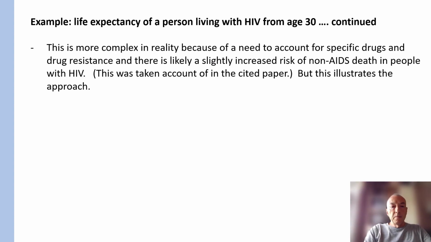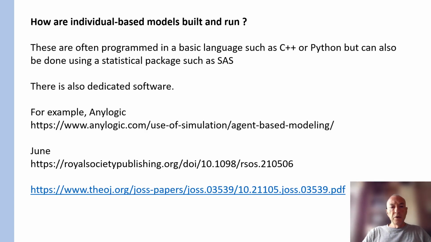Now this is more complex in reality than I've described here in this example because of a need to account for specific drugs and drug resistance, and there's also a slightly increased risk of non-AIDS death in people with HIV. This was taken into account in the cited paper, but what I've shown you here illustrates the approach of using an individual-based model. So how are individual-based models built and run?